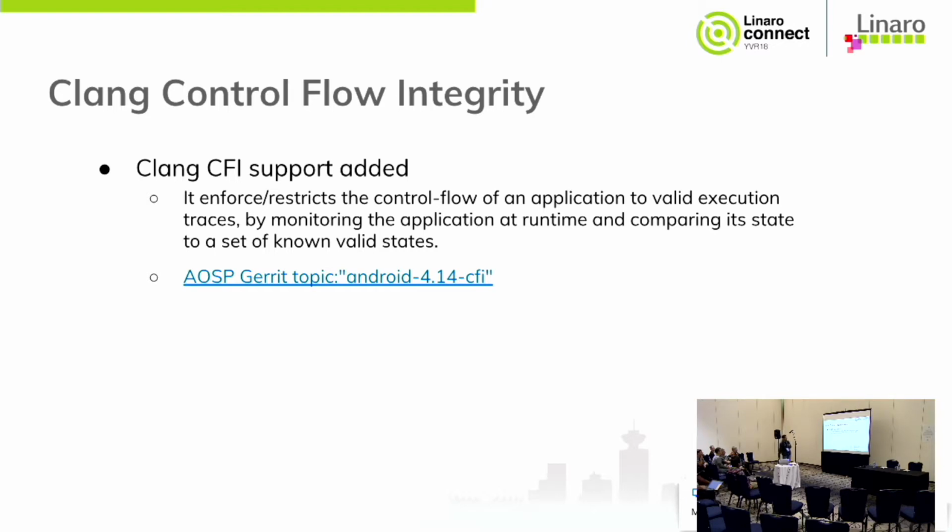So this is the new thing, control flow integrity support, which enforces certain restrictions on the control flow of an application so that your application goes through a valid execution path, instead of leaving something which can later be exploited by something else. I have put a link to the Gerrit topic, which lists all the patch sets which go into this particular set of patches. So you can find it here.